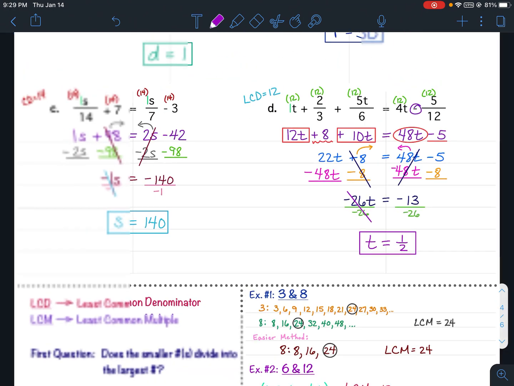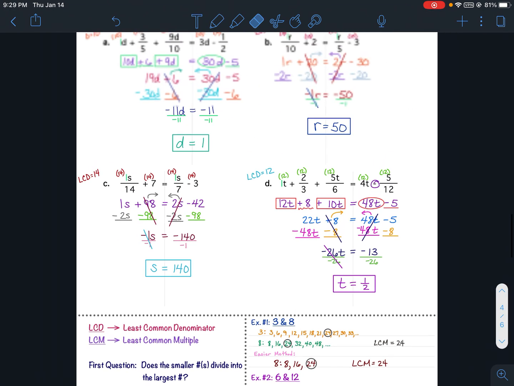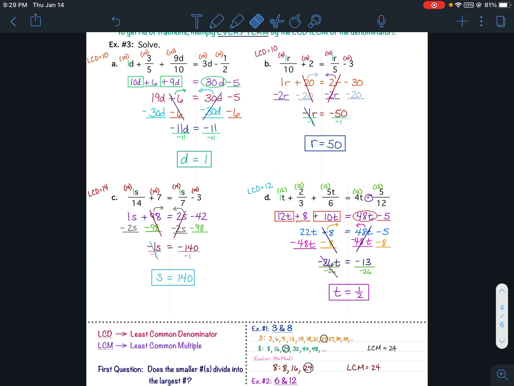All right. So that is it for example 3. Multiply by the LCD, which is your LCM of the denominators. That gets rid of the fractions, and then you just follow your steps. Combine like terms, variables to one side, constants to the other side, and last divide. If you have any questions on example number 3, please do not hesitate to ask.